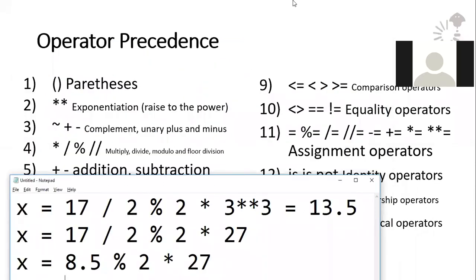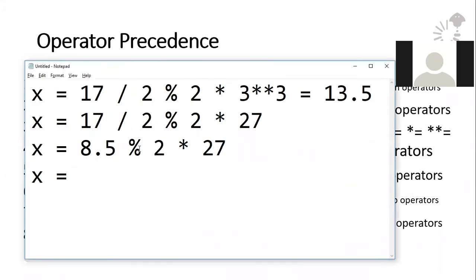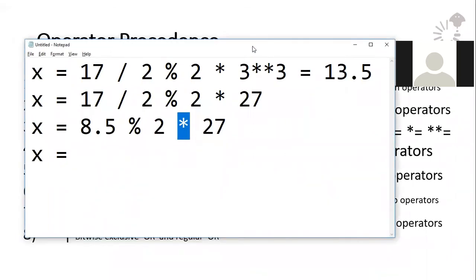In level 4, we have multiplication, divide, modulus, and floor division. So magkakalevel yan. So ibig sabihin, same lang yung level ng modulus, division, and multiplication. Pagka magkalevel, ano yung next rule natin? Left to right po. Left to right. Sino yung nauna sa left?